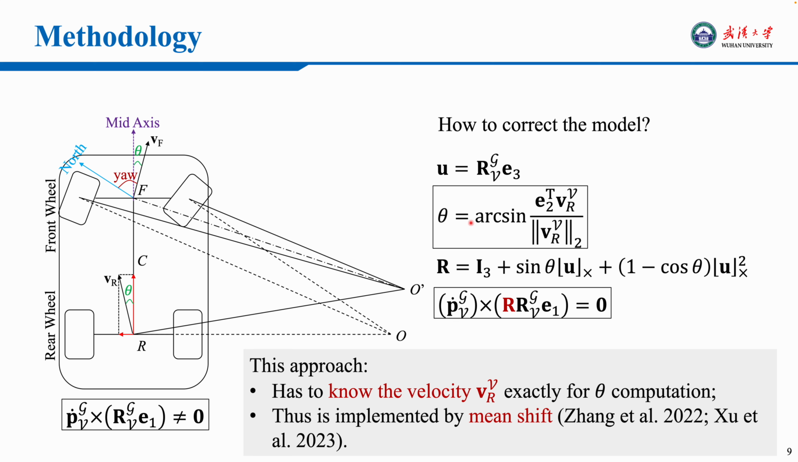But as shown in the second line, calculating theta requires the lateral velocity component of the real wheel. So this correction method is essentially a form of mean shift. To apply it, we need polynomial regression or even machine learning, which goes against our original goal of developing a lightweight algorithm.